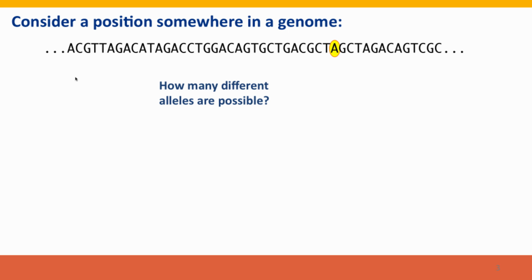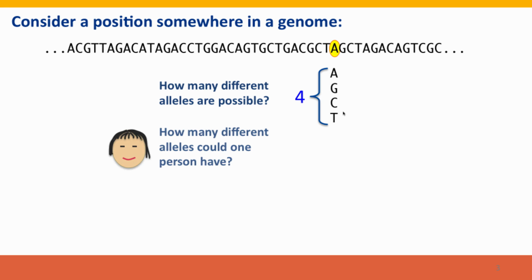How many different alleles are possible at this one position? Well, 4 alleles are possible because there are 4 bases. We could have an A or a G or a C or a T. What about in a person? How many different alleles could one person have? Well, a single person could only have 2 alleles because they only have 2 versions of the sequence.